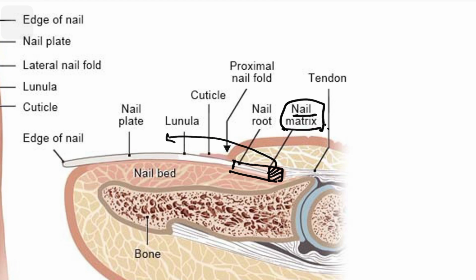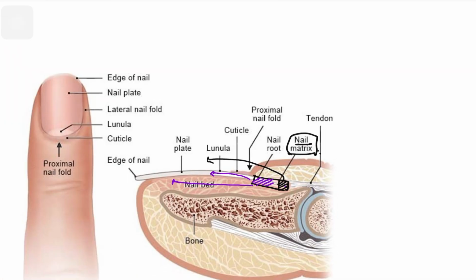Whereas the distal part synthesizes the middle part and the lowermost part of the nail plate. The proximal part synthesizes the dorsal part of the nail plate, whereas the distal part of the nail matrix synthesizes the middle part and the undersurface of the nail plate.